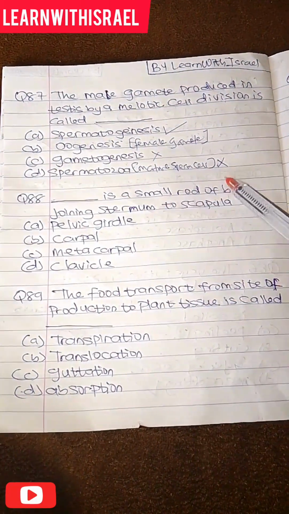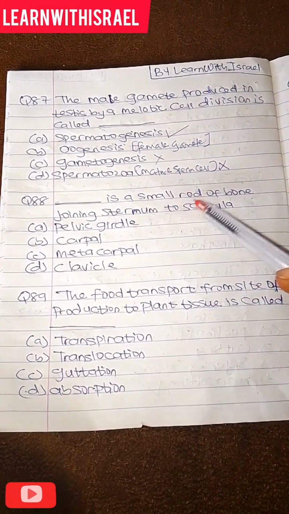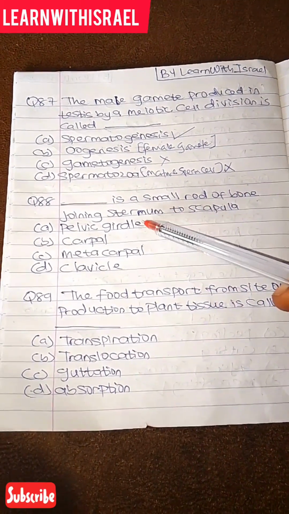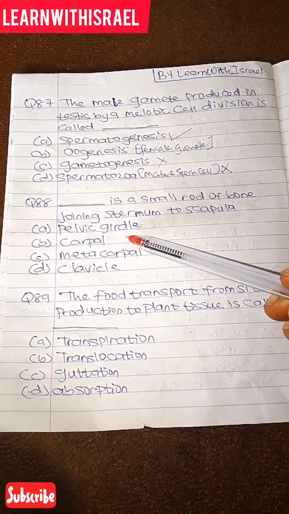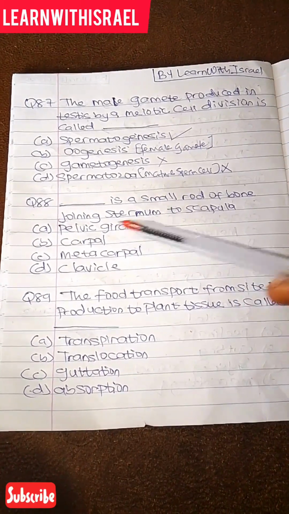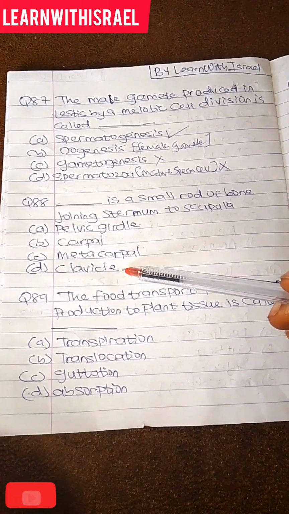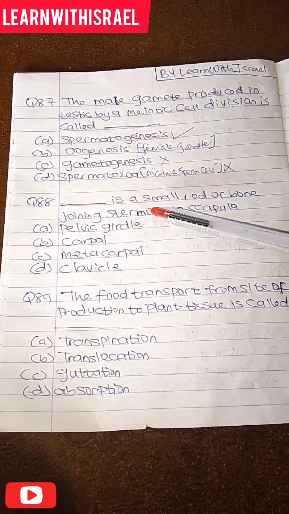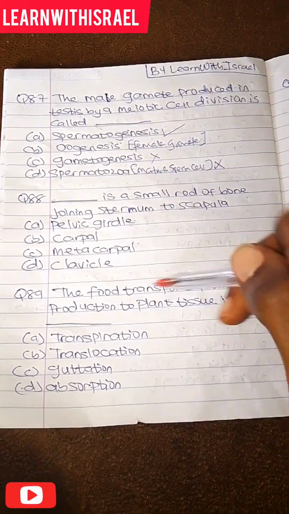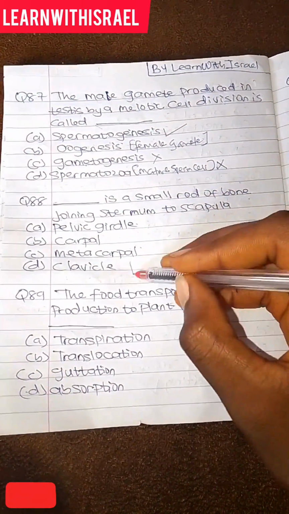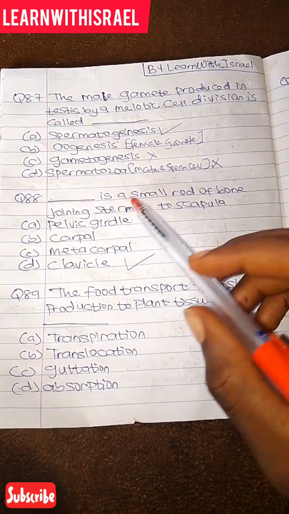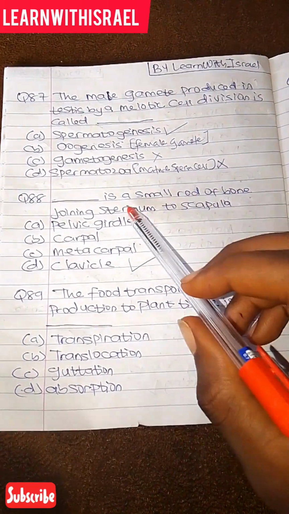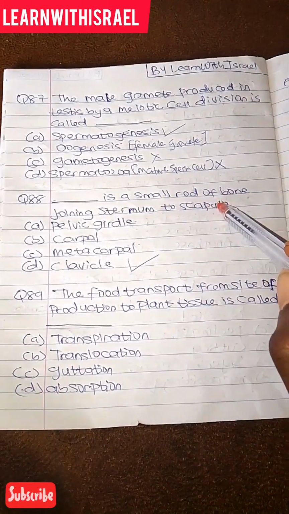Question 88. Dash is a small rod of bone joining sternum to scapula. A. Pelvic girdle. B. Carpal. C. Metacarpal. D. Clavicle. So let's eliminate the options. The correct answer is clavicle. Clavicle is also known as the collarbone, which is a small rod of bone joining the sternum to scapula.